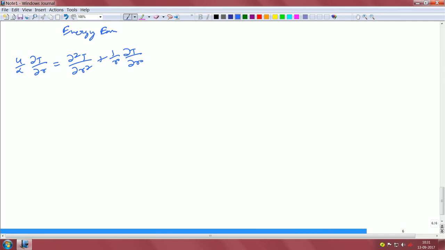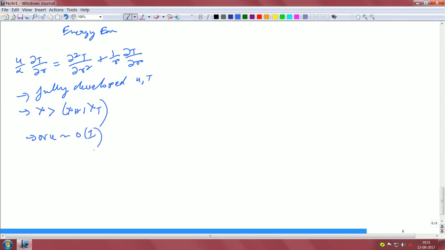Okay. So, that is the first thing, and once again this equation, you see, is devoid of the axial conduction term, right. So, once again fully developed u comma T, the interest, so x is greater than x_h comma x_t, that means we are in a region which is far away, and of course we got that the Nusselt number is of the order 1.